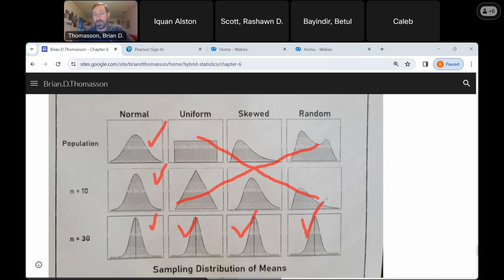To be normally distributed, one of two things has to happen. It's got to be normally distributed to begin with. So if it's normal to begin with, it's always normal.